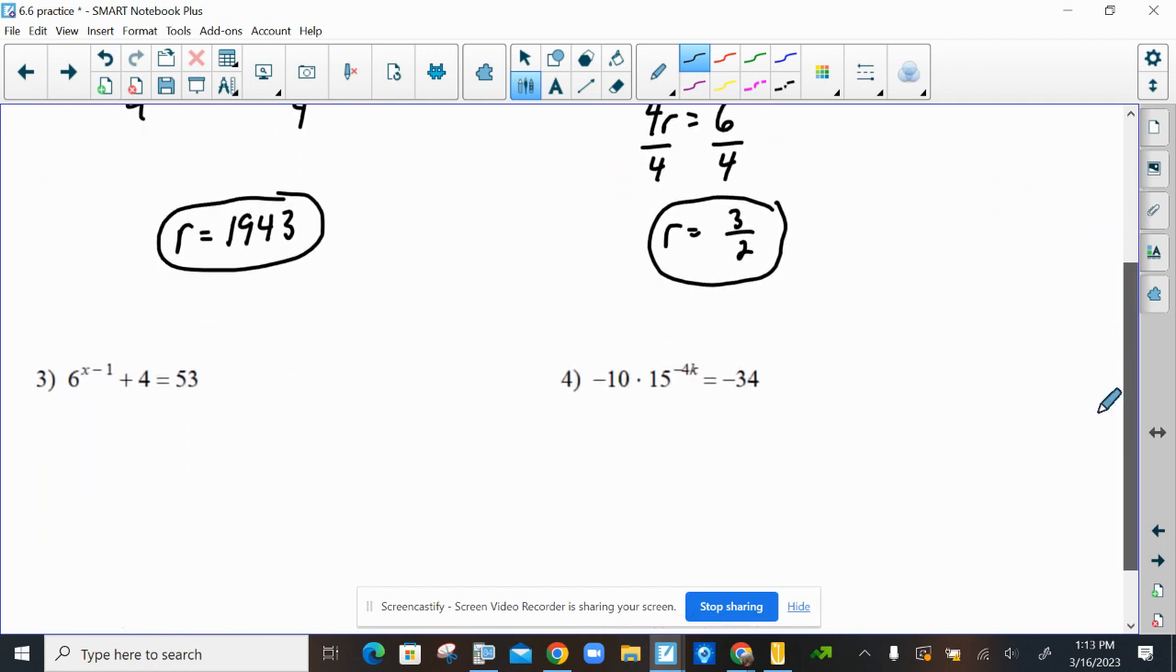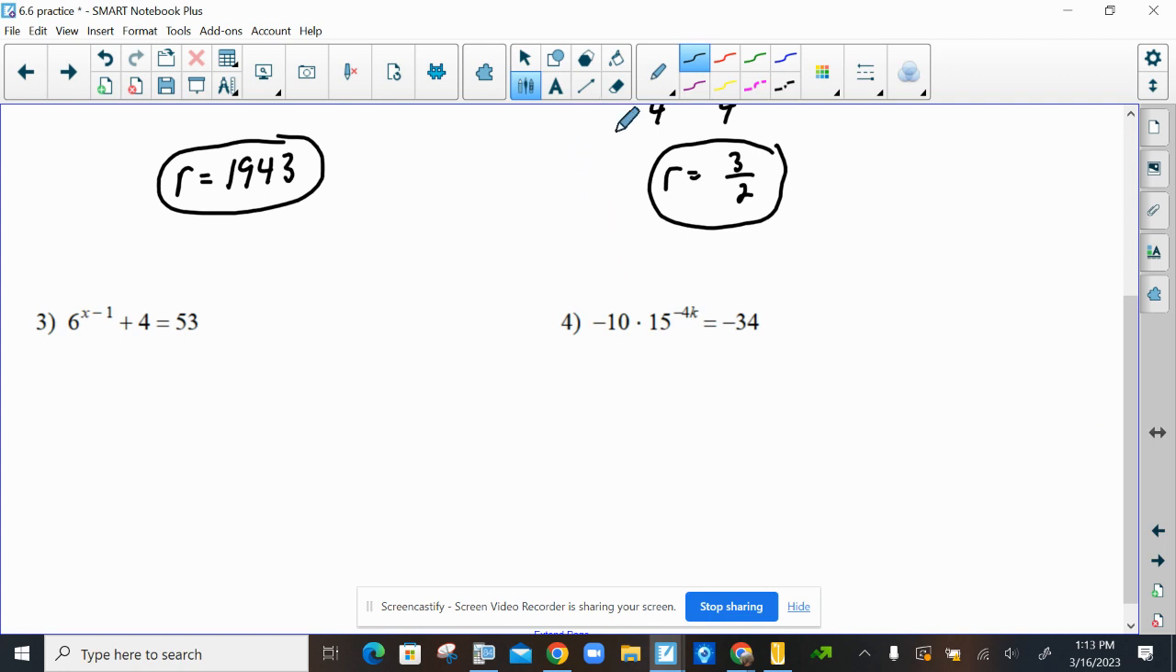Okay? So then down here, I have an example of exponential functions. So with exponential functions, we need the base by itself. This 6 is my base. I need to subtract 4. Okay, so when I subtract 4, I'm going to get a 49. Okay, and then the next move is to undo this base.